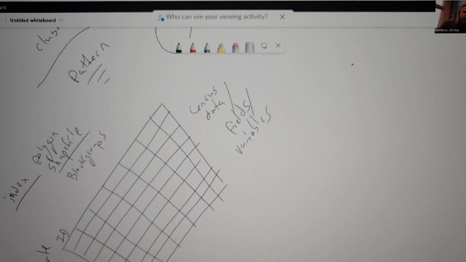Okay, census data, fields, variables, that's what we are dealing with. Forgive me, I did this last week too. I'm refreshing my parking. Okay.